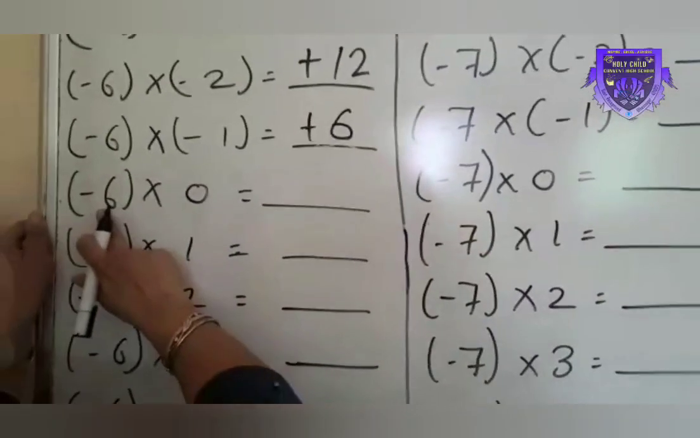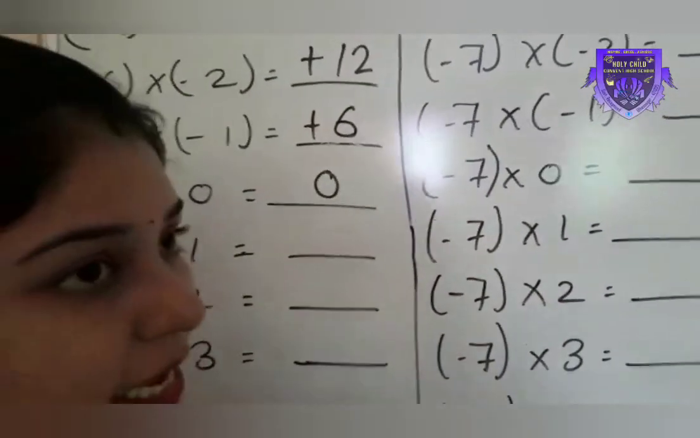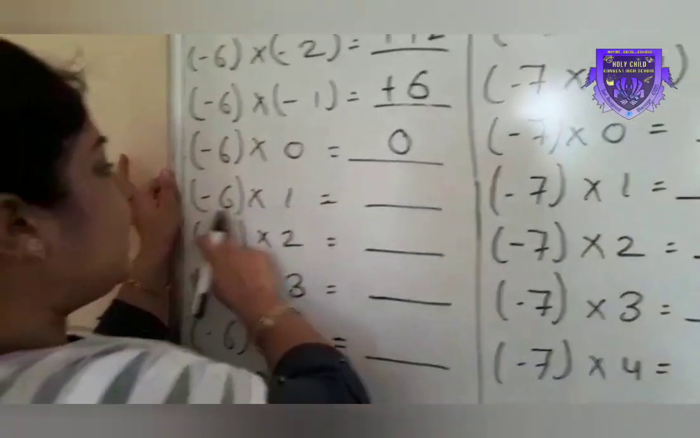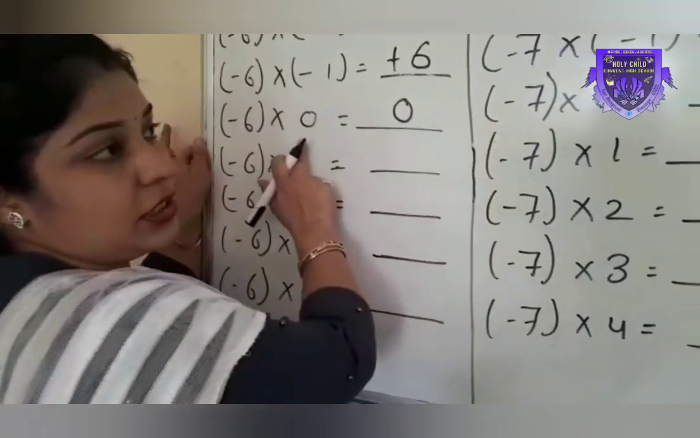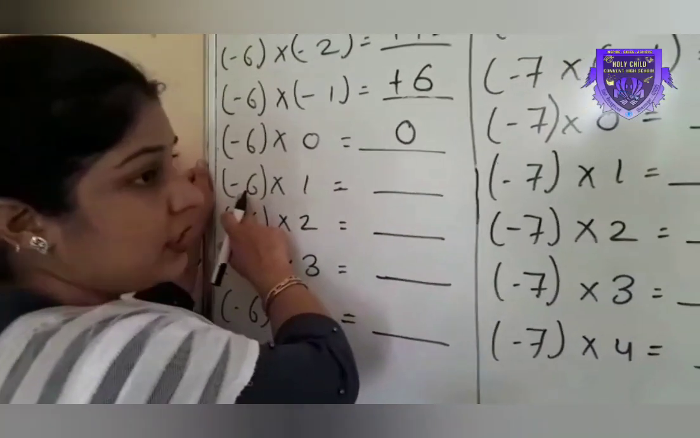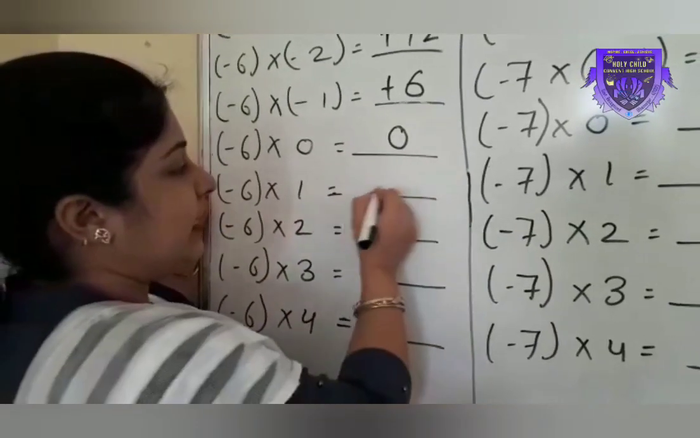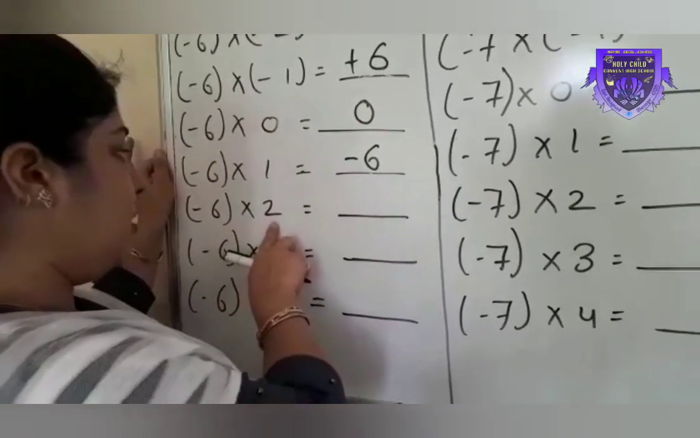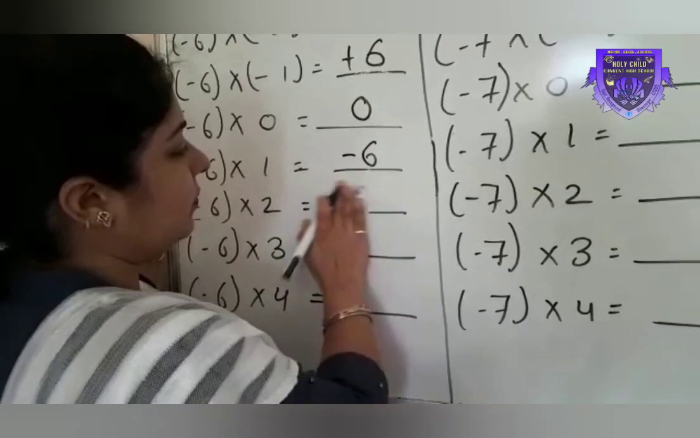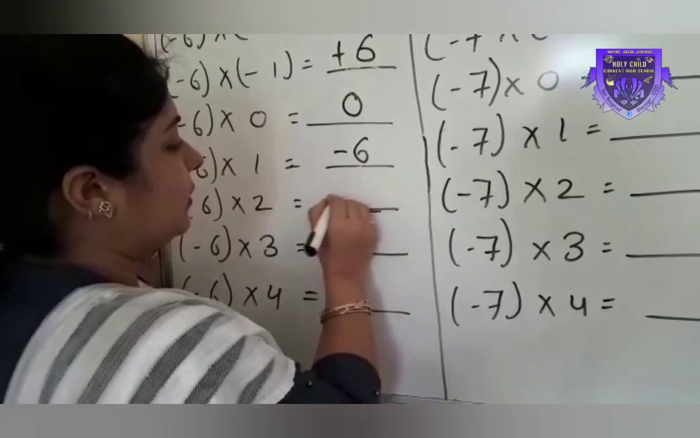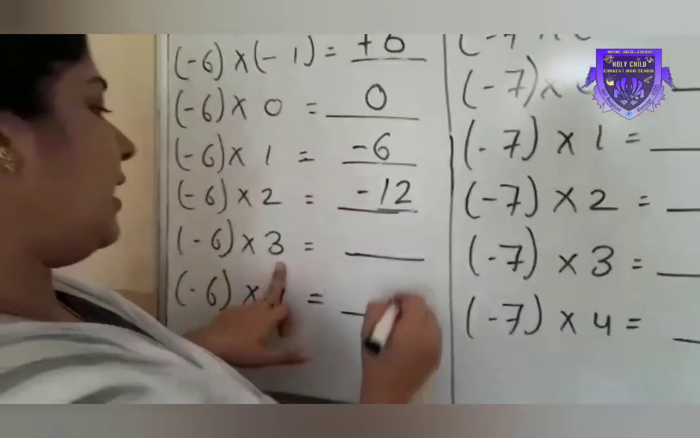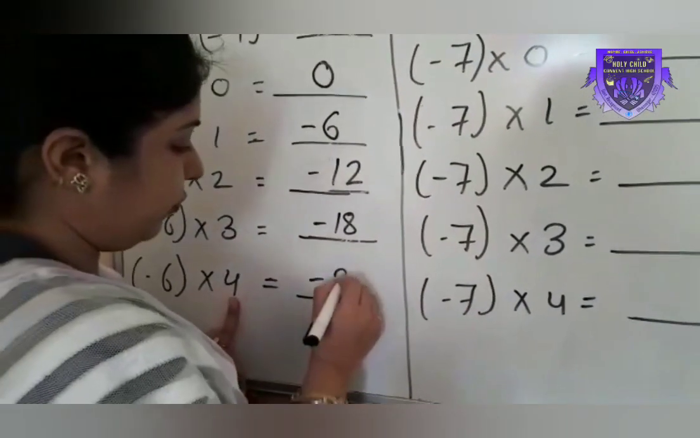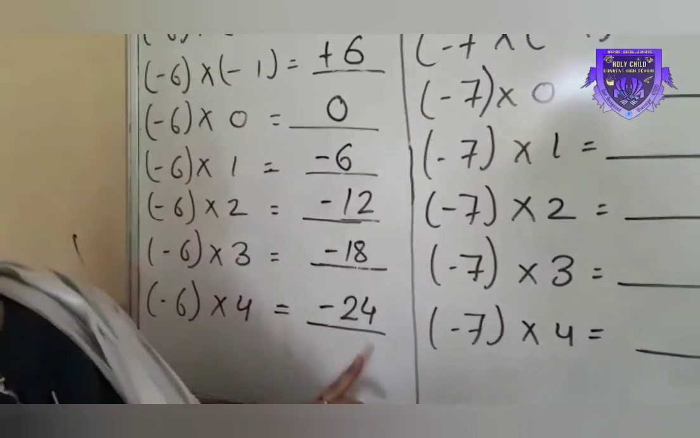Okay. Minus 6 into 0, answer will be 0 because any number when multiplied with 0, the answer will be 0. Minus 6 into 1, here one number is positive, the first number is negative, so we will get the answer in negative. 6 1s are 6, negative 6. 6 2s are 12, we will get the answer negative 12. 6 3s are 18, we will get the answer negative 18. 6 4s are 24, we will get the answer in minus.